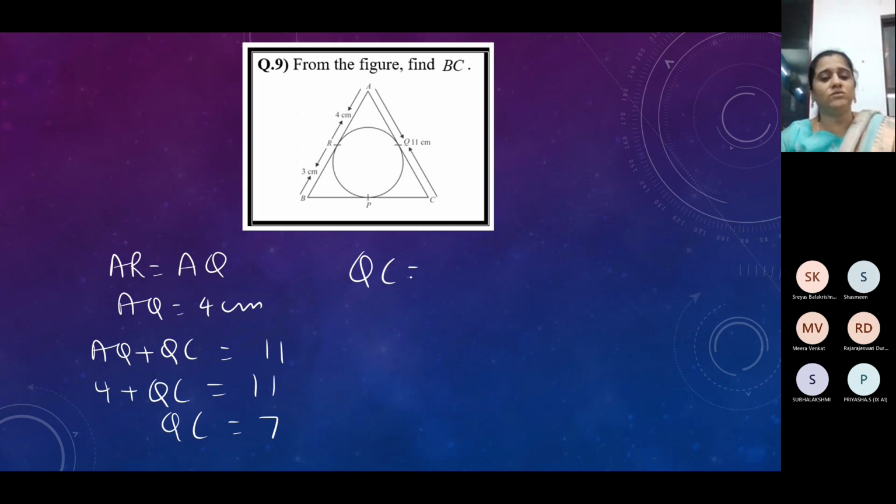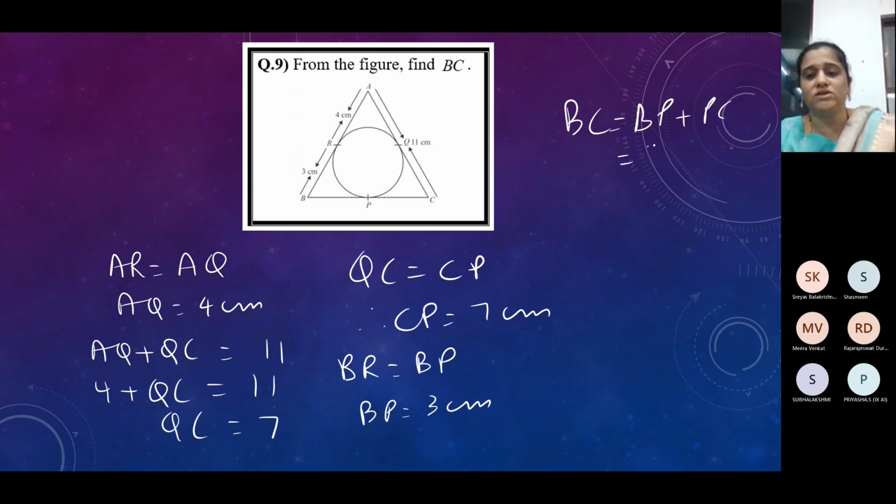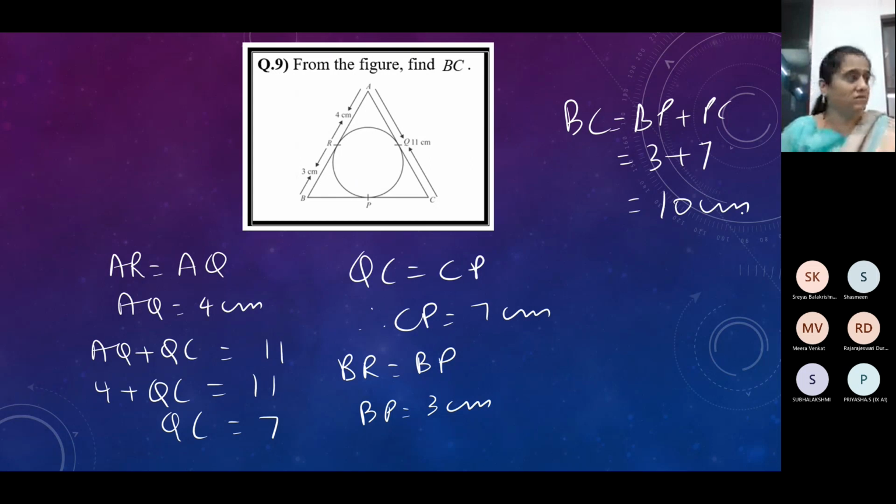Now QC is equal to PC, or CP, whatever. QC is equal to CP, so therefore CP is equal to 7 centimeters. Now on this side, BR is equal to BP, so BP is equal to 3 centimeters. So now BC is equal to BP plus PC. BP is 3 plus PC is 7, that's 10 centimeters. So this is how you should present it.